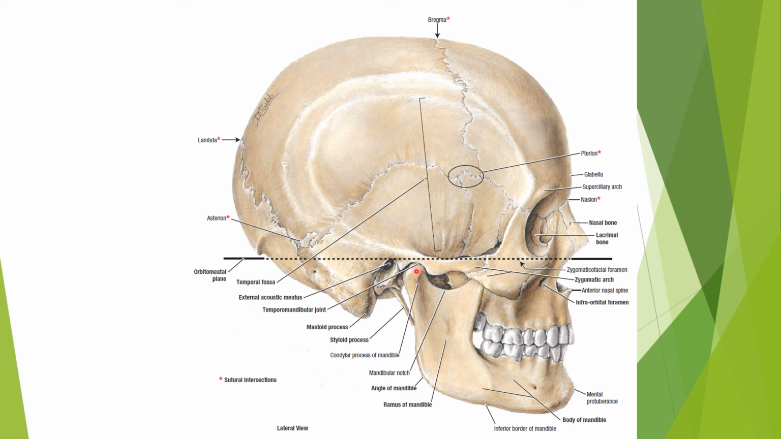This is the temporomandibular joint, housing the condylar process of the mandible. This is the condylar process of the mandible. And this is the ramus of the mandible, and this is the notch of the mandible. And this is the angle of the mandible. This is the body of the mandible. This is the mental protuberance of the mandible.